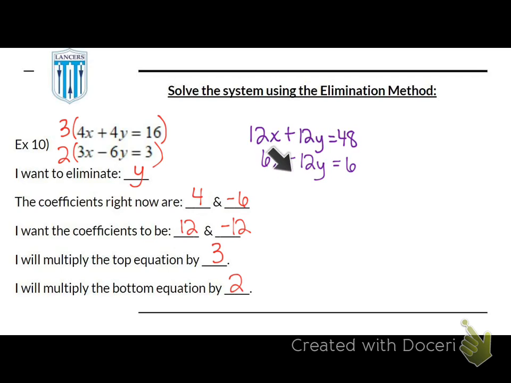Once you get here, everybody in here should be able, at this point, to do the rest of the problem. From here, this is what we've been doing for a week. We combine, our y's eliminate. We get 18x equals 54. To get x all alone, we need to do what? Divide by 18. And we would get x equals 3.